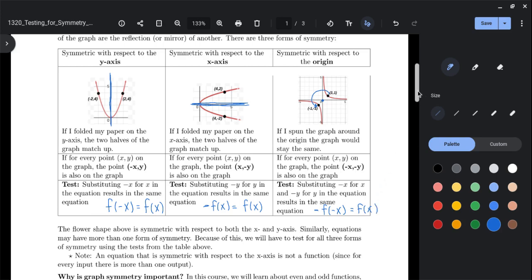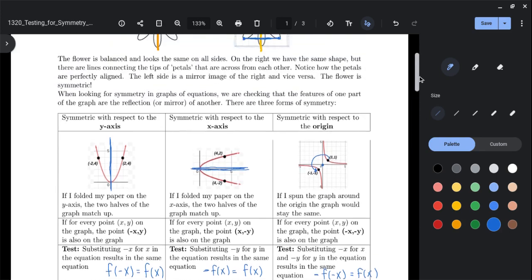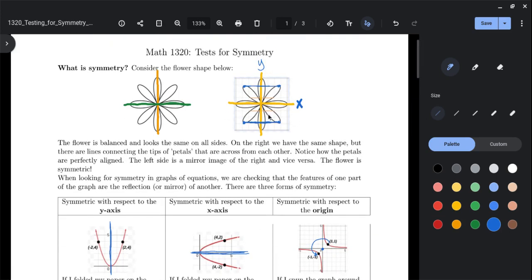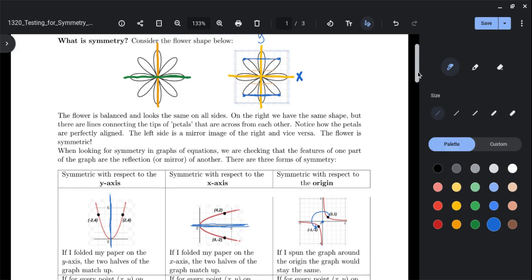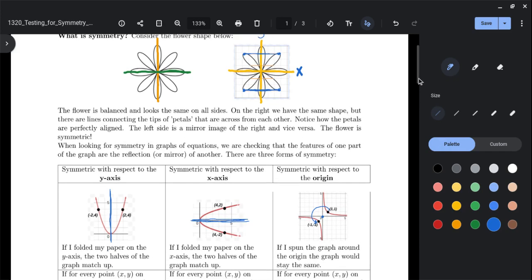Notice that for our symmetry with our flower, I mentioned that it's symmetric with respect to the y-axis, but it's also symmetric with respect to the x-axis and with respect to the origin, because if I spun it 180 degrees, it would still overlap with itself. And so this is an example of how we could actually have a graph that has all three forms of symmetry. It's symmetric with respect to the y-axis, the x-axis, and the origin.